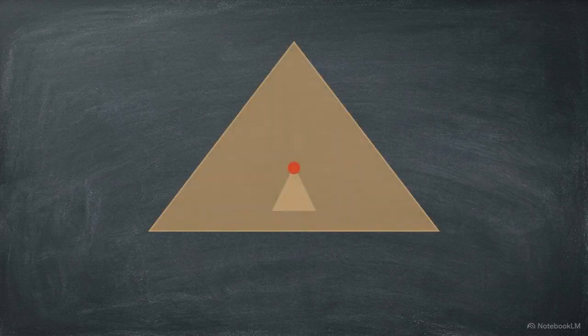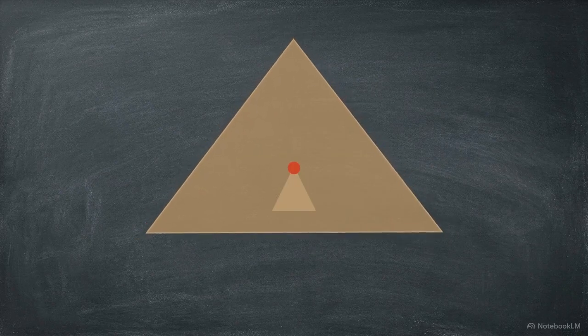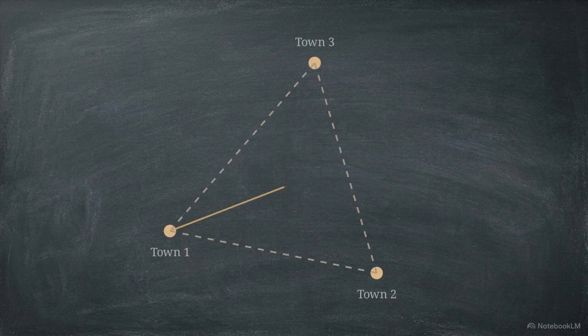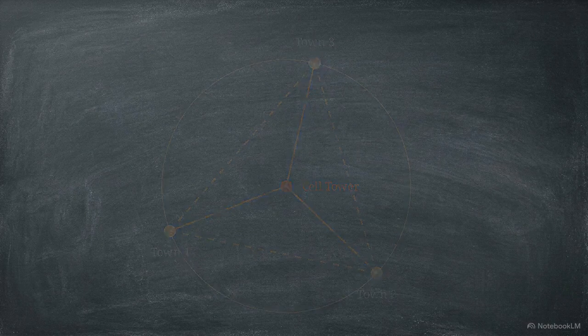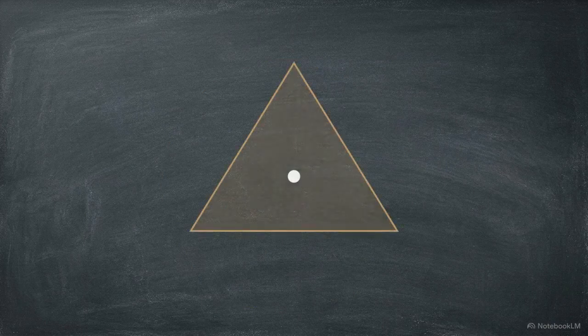To understand why this matters, think about two very different physical challenges. First, imagine trying to find the exact balancing point of a solid triangular plate. Now compare that to a planning problem. Finding a single location to build a cell tower so it sits exactly the same distance from three surrounding towns.